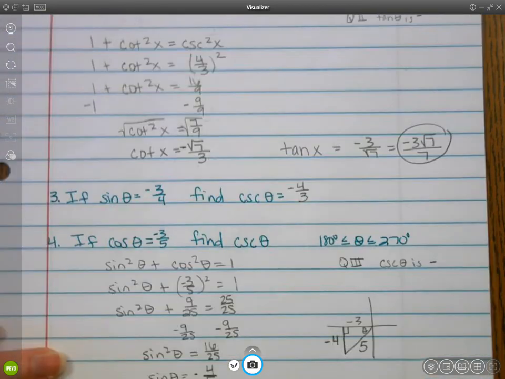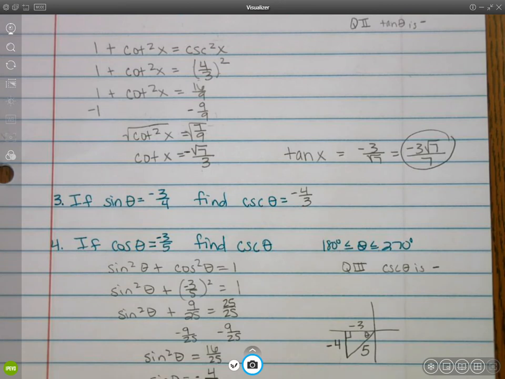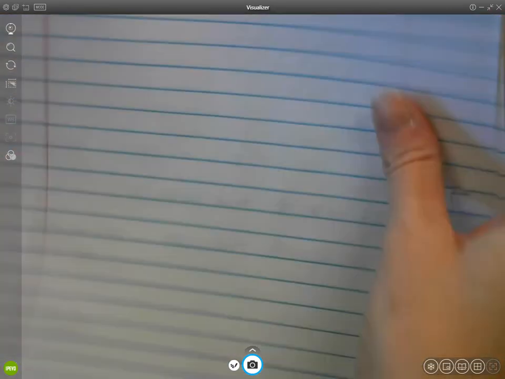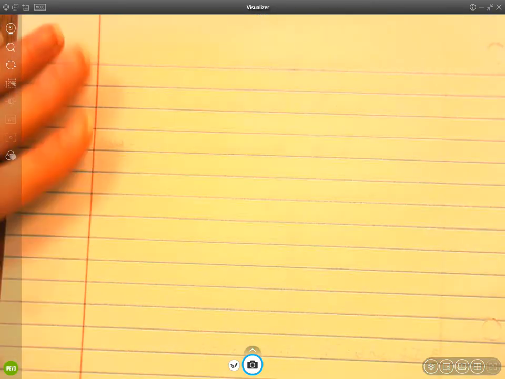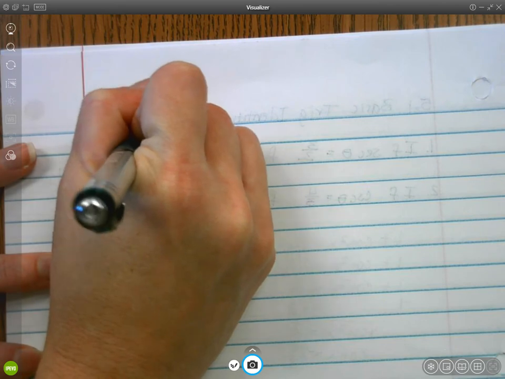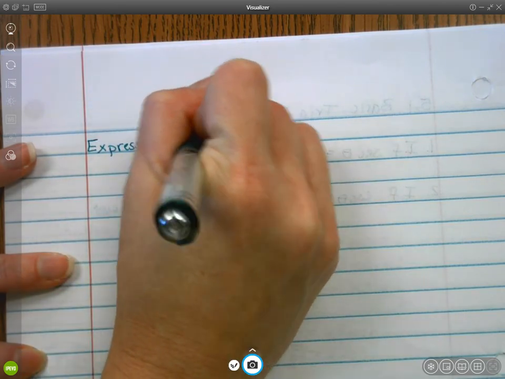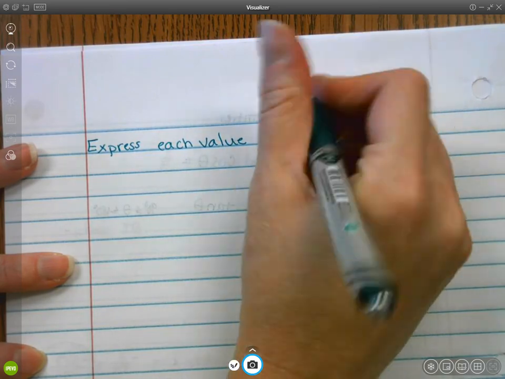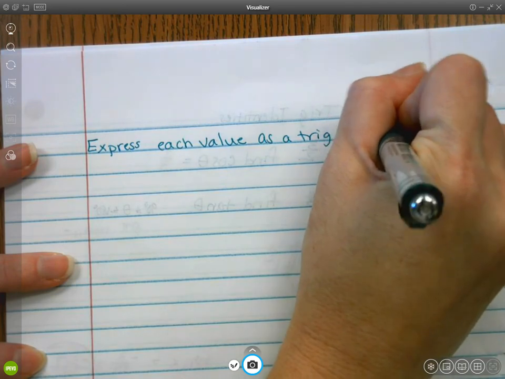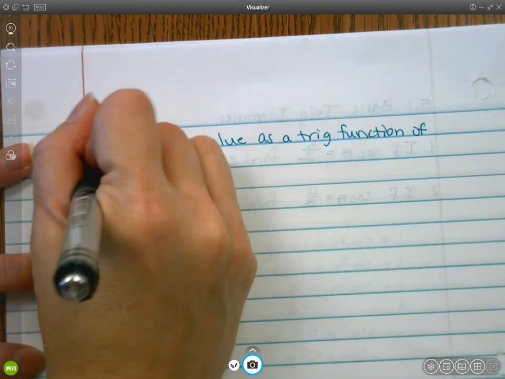Alright, so the next thing that we are going to do is, can you express a value of some angle as a value in quadrant 1? That literally made no sense. Let me write it down. Sometimes I try to reword things and it makes no sense. It says, express each value as a trig function of an angle in quadrant 1.